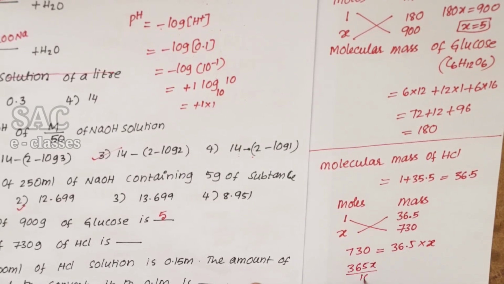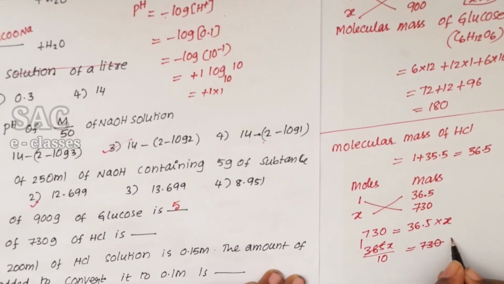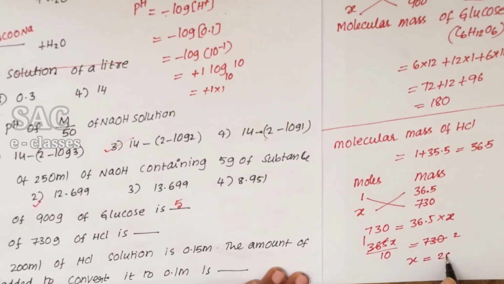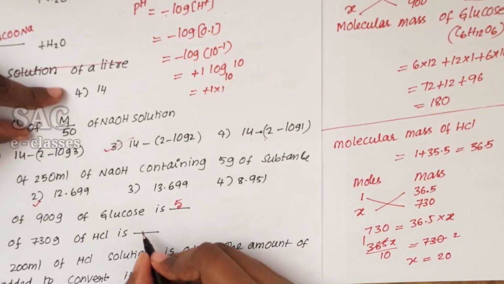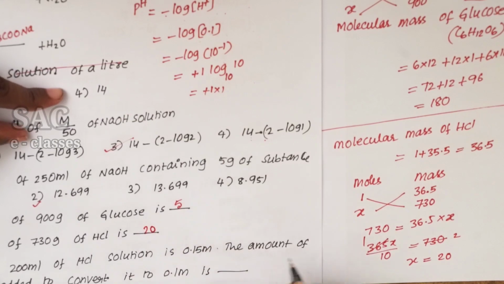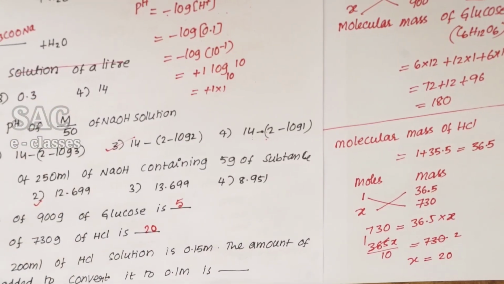365 x 10 is equal to 730. So 20 moles of HCl give you 730 grams of HCl.